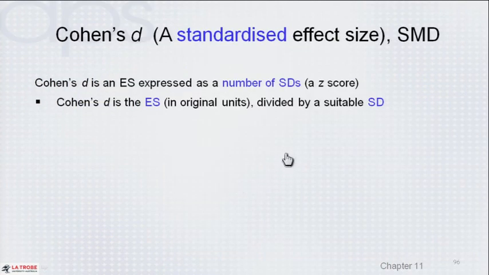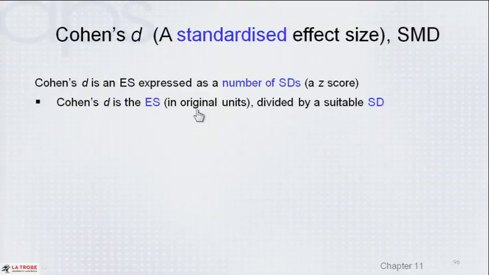Cohen's d, a standardised effect size, known in medicine often as the standardized mean difference. Cohen's d, well, I'd call it a z-score, you might call it a z-score, is a number of standard deviations, as simple as that. But in fact, there are quite a few tricky things with Cohen's d. Cohen's d is the original effect size in original units, milliseconds or whatever, divided by a suitable standard deviation. And this standard deviation is like the measurement unit.